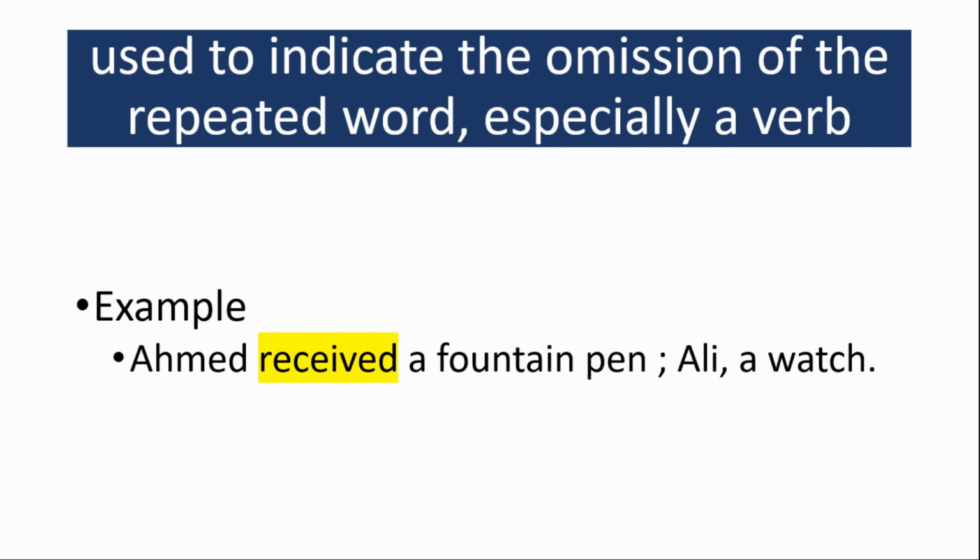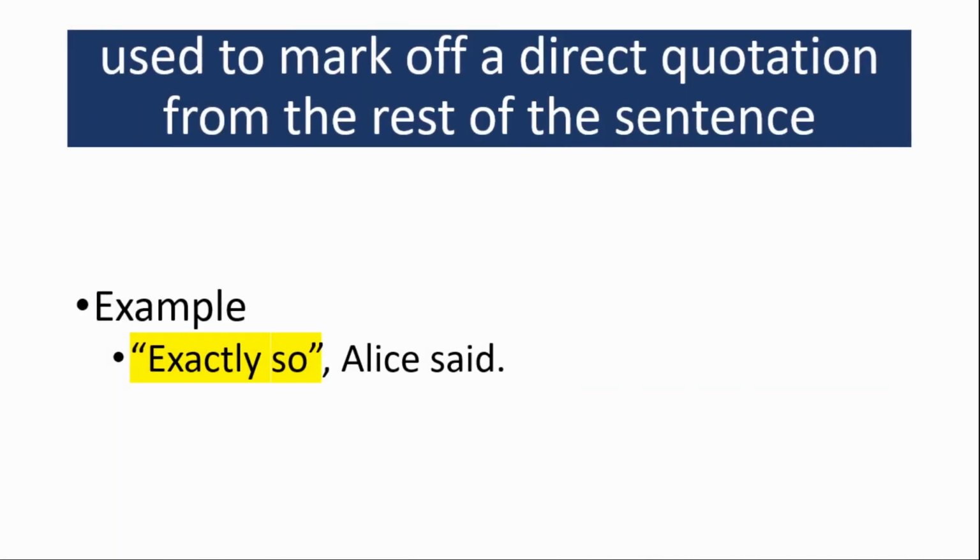We use comma to mark off a direct quotation from the rest of the sentence. For instance, exactly so, Alice said. Here the exact words of Alice are separated by a comma.